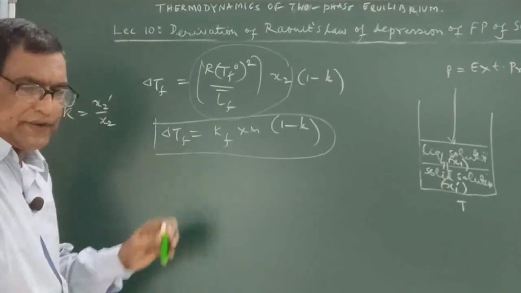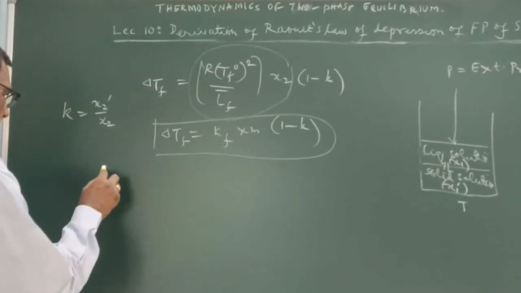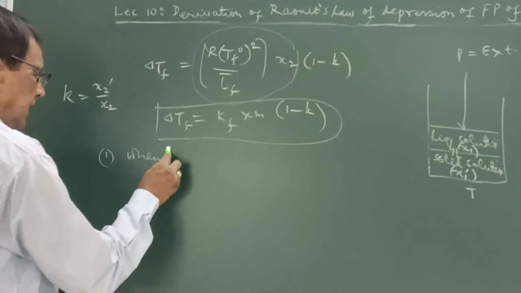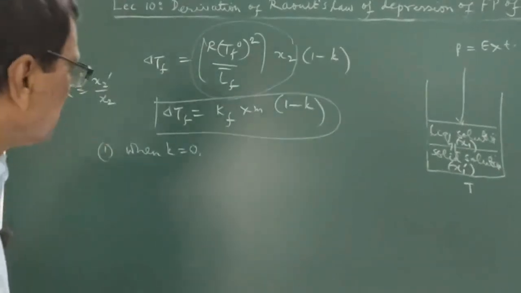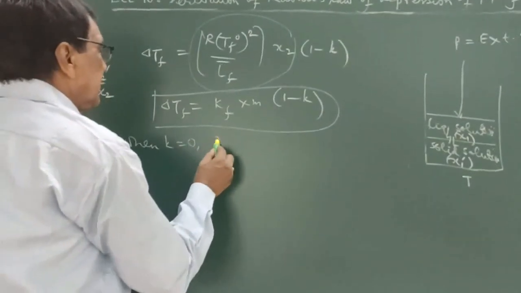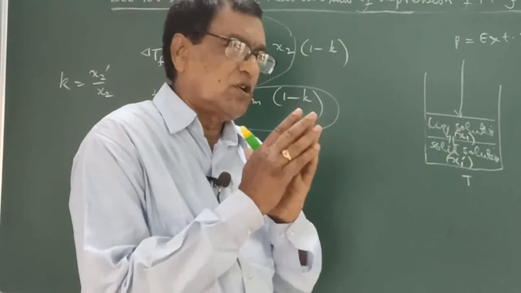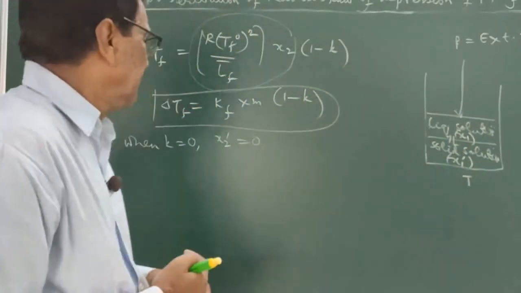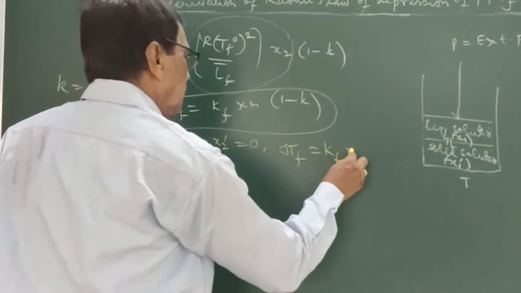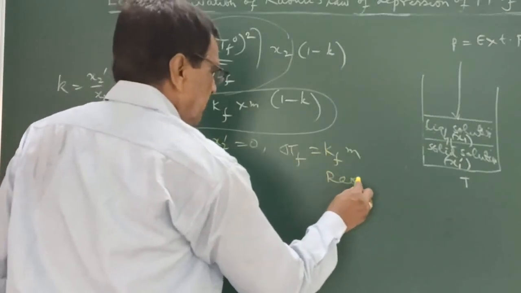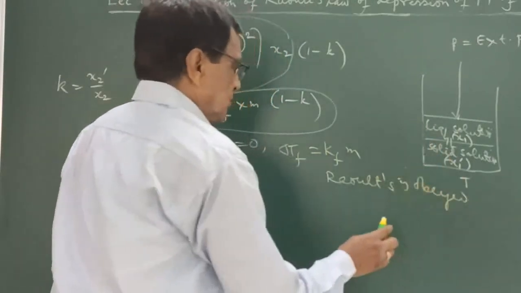Now see what happens. We can draw some conclusions. Conclusion number 1. When k equal to 0, k equal to 0 means X2 dash equal to 0, means the solute is not soluble in solid solvent. So in this case, delta Tf equal to Kf into m, and Raoult's law is obeyed.